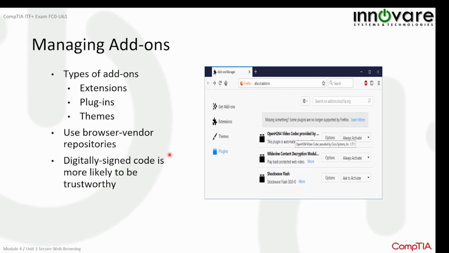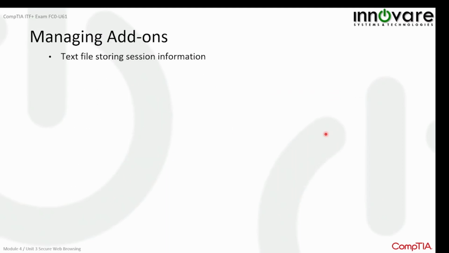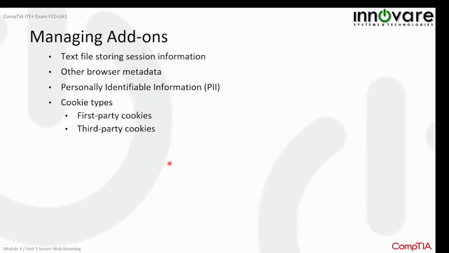So managing add-ons is like what? Number one, text files storing session information. These are the saved passwords, saved sessions, which are needed. The browser metadata, and the personal information, or what we call PII. Actually, it's personally identifiable information. Those are what get managed there. Those are what get saved. The cookie types. What are cookies? What are internet cookies? We know cookies are food. These are like crumbs. These are the traces of your internet activities.